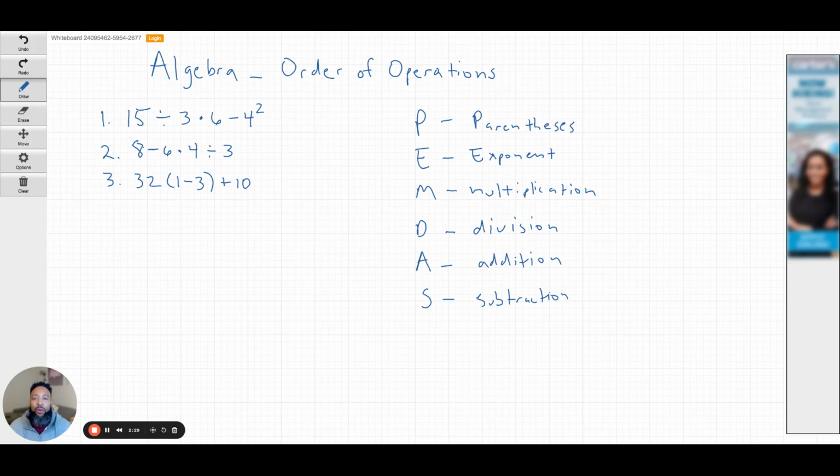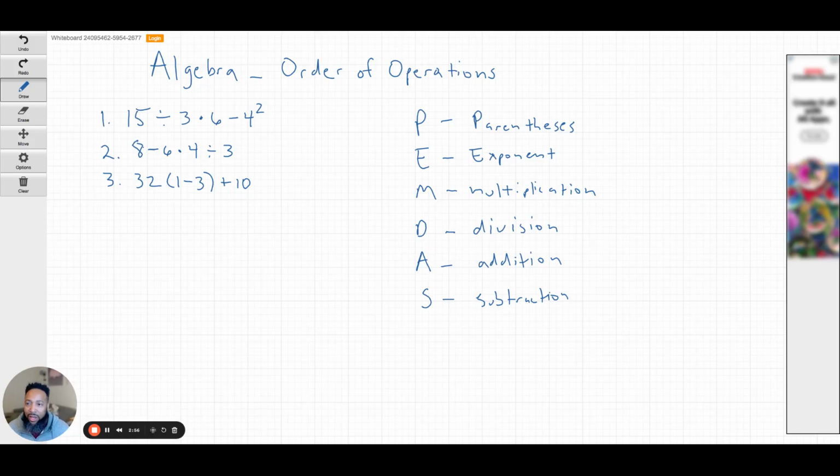So whenever you're working a math problem, you have to follow this order, whatever it is you see first. So say, for instance, if you have a problem and it doesn't have a parentheses in it, so number 1 or number 2 doesn't have a parentheses, you go down to the next and you look for an exponent. If it has an exponent, you work that part of the problem first. Go down to multiplication next, so on and so forth. So let's take a look at this.